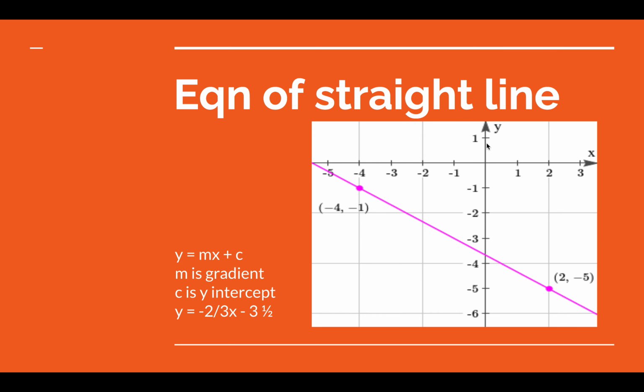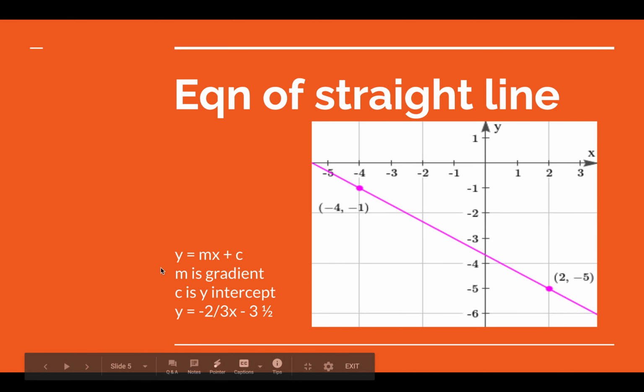So all you have to do is look along the y-axis. Wherever the line crosses that axis, that is the y-intercept. So if the line was crossing the y-axis at this point, which is minus 1, the y-intercept would have been minus 1, but in this case it's minus 3.5.